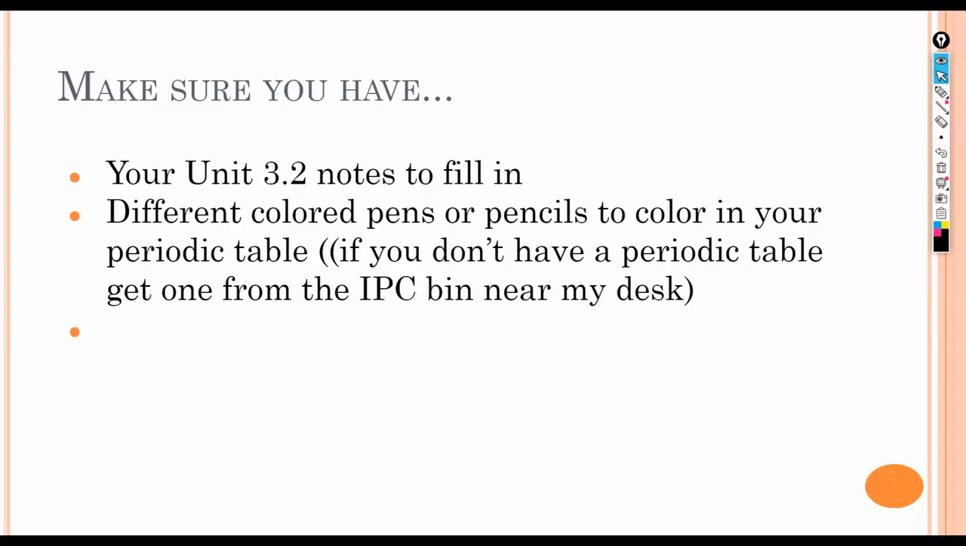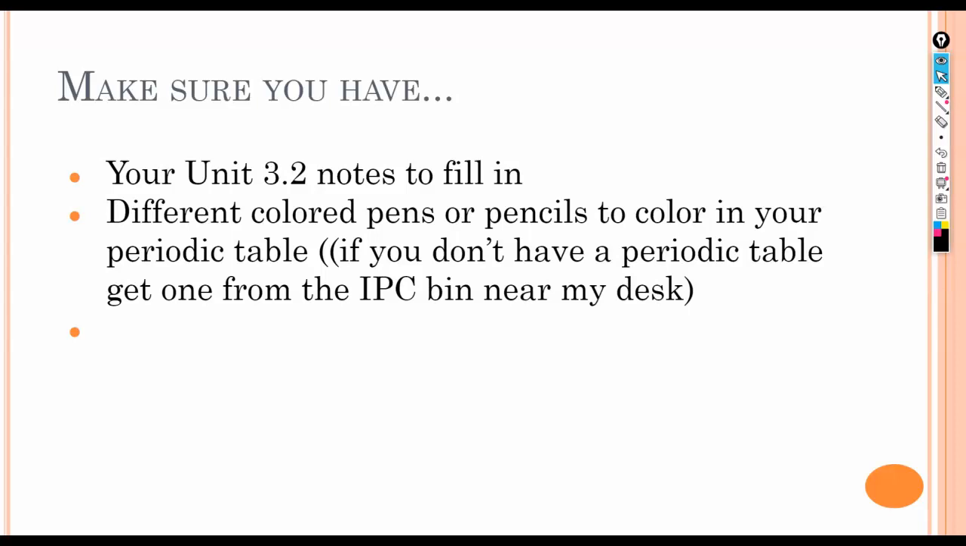And if not, you should hopefully be able to get them from the IPC bin near the front of the room. Same thing with the periodic table. If you don't have one of those or if you needed another one, please make sure that you get that from the IPC bin. You should be able to find both of those things near the front of that bin. Okay, again, it's the Unit 3.2 notes and the periodic table.